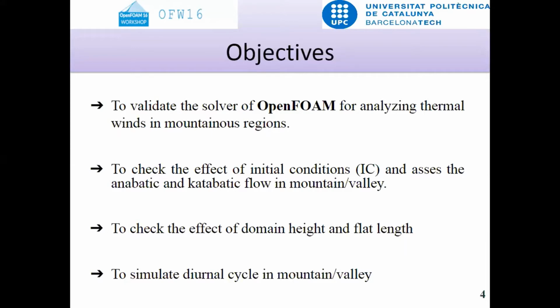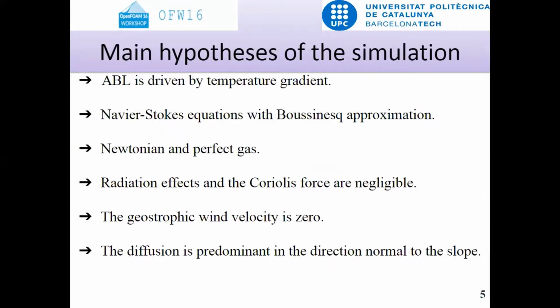The main hypothesis of the simulation is that this atmospheric boundary layer is driven by temperature gradient. This comes from the Boussinesq approximation, which is taken for the Navier-Stokes equations, and the gas considered here is Newtonian and perfect. Radiation effects and Coriolis force are taken as negligible, and the geostrophic wind velocity is 0. One important thing is that you have diffusion perpendicular to the slope, which is normal to the slope.